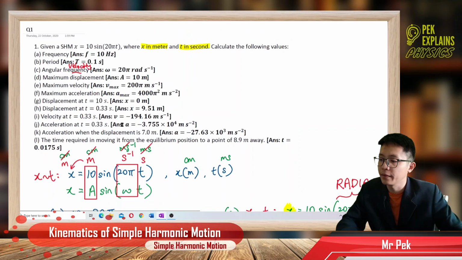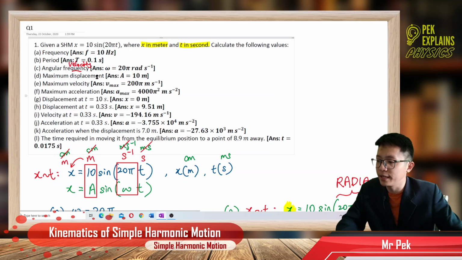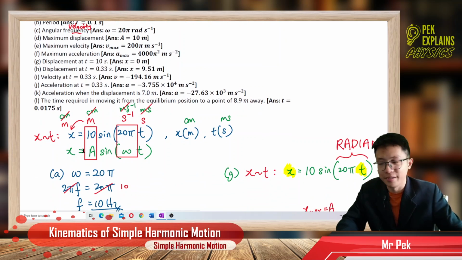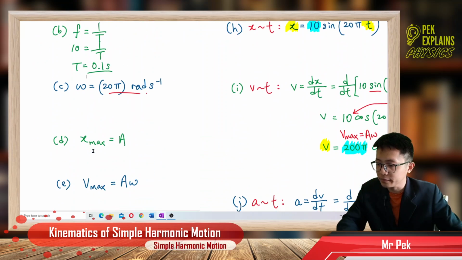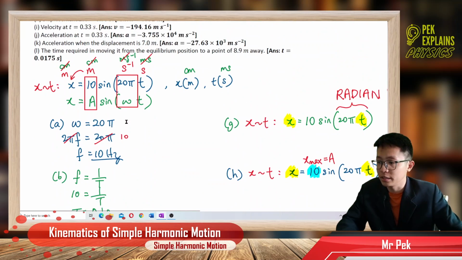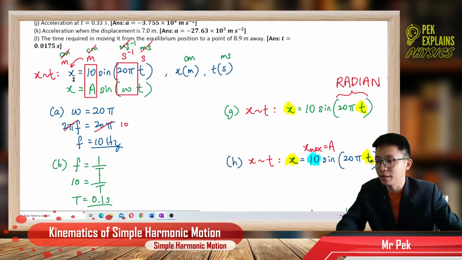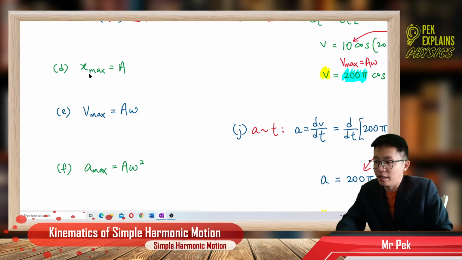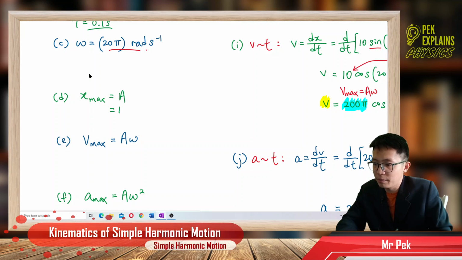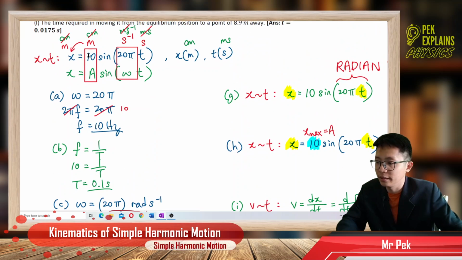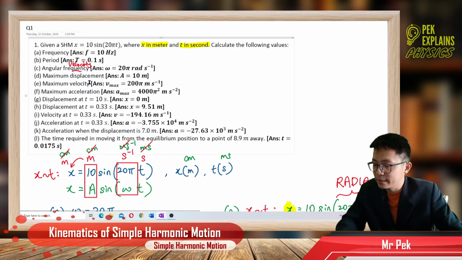Okay, that's omega. Now, what's the maximum displacement? D, maximum displacement. Maximum displacement is actually the amplitude. We just look at the front number. The maximum displacement is the amplitude. It is equal to 10 meter. Unit, because the unit of x is meter, so the amplitude is also meter. So our amplitude is 10 meter.